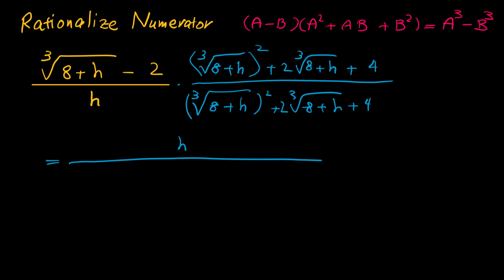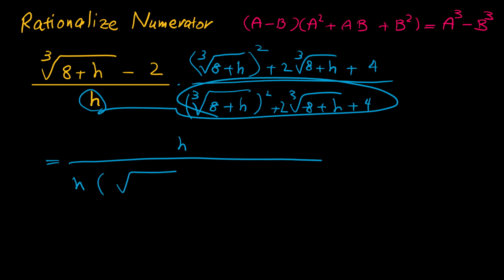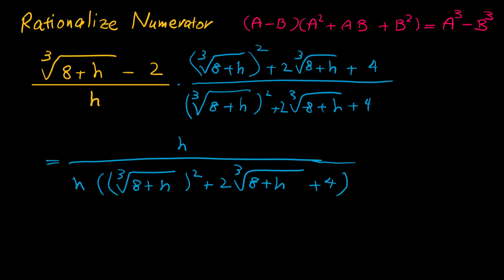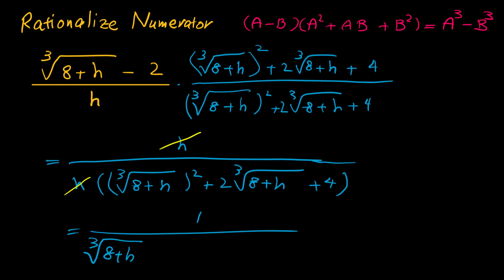So the answer of multiplying this by this is only h. All over, in the denominator we have h. Don't forget we have h times this: cube root of 8 plus h to the power of 2 plus 2 cube root of 8 plus h plus 4. And now attention. The h from numerator with h from denominator cancels, and the final answer is 1 over cube root of 8 plus h to the power of 2 plus 2 cube root of 8 plus h plus 4.